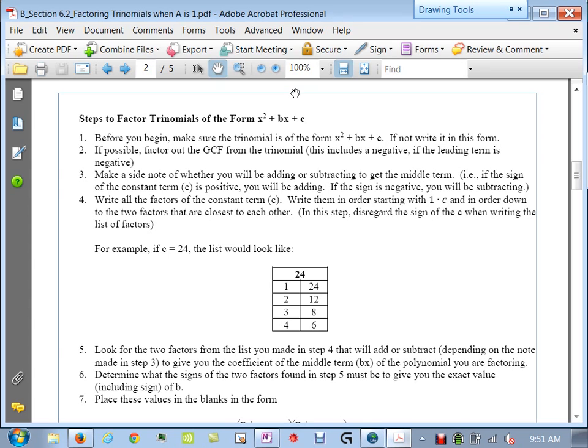This is a critical step, though, right here. You might want to highlight this or underline it or something. This includes a negative if the leading term is negative. So if you had a negative x squared to start the problem, you would want to factor a negative out. I'll show you an example. We're going to do some examples. There's one in here that has that. You'll see. You always want to pull a negative out before you continue with this process.